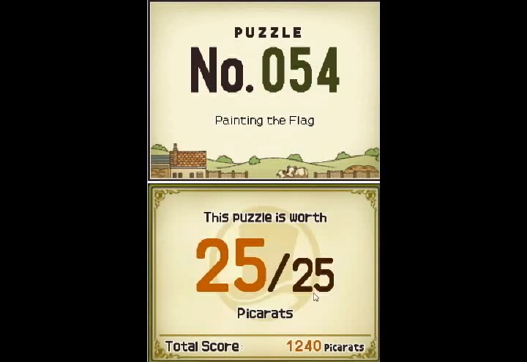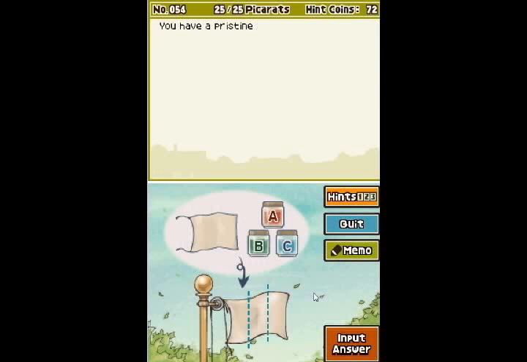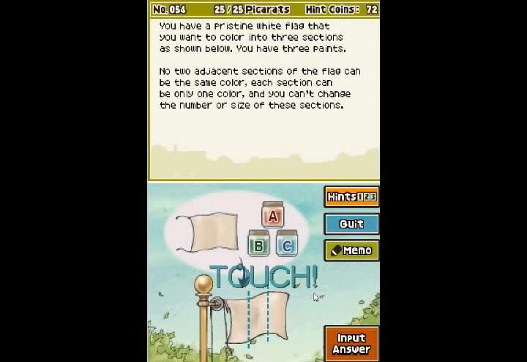25 points for number 54, painting the flag. You have a pristine white flag that you want to color into 3 sections shown below, but you have 3 paints. No 2 adjacent sections of the flag can be the same color, and each section can only be 1 color, and you can't change the number or size of the sections. If you aren't allowed to mix paint, how many distinct flag designs are possible?